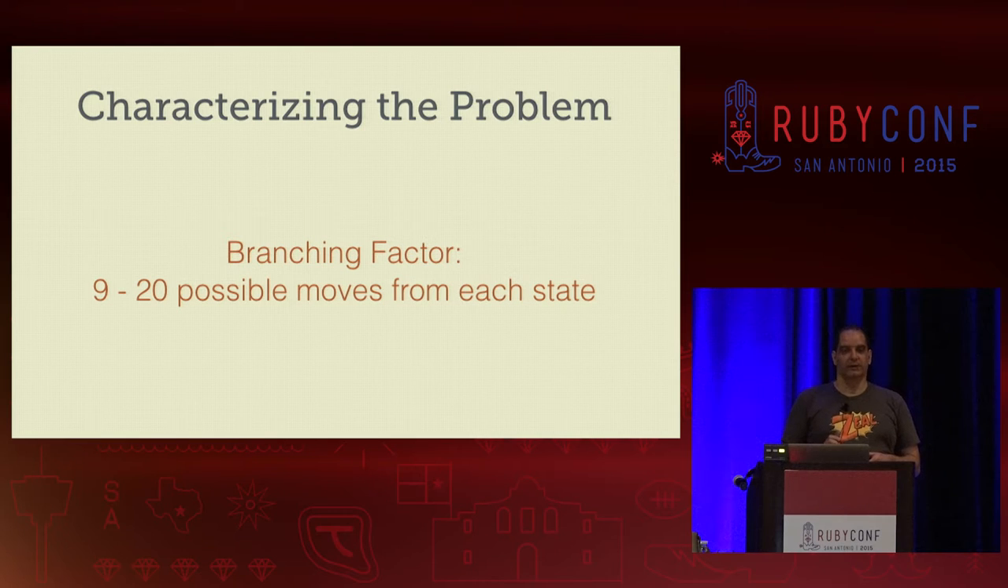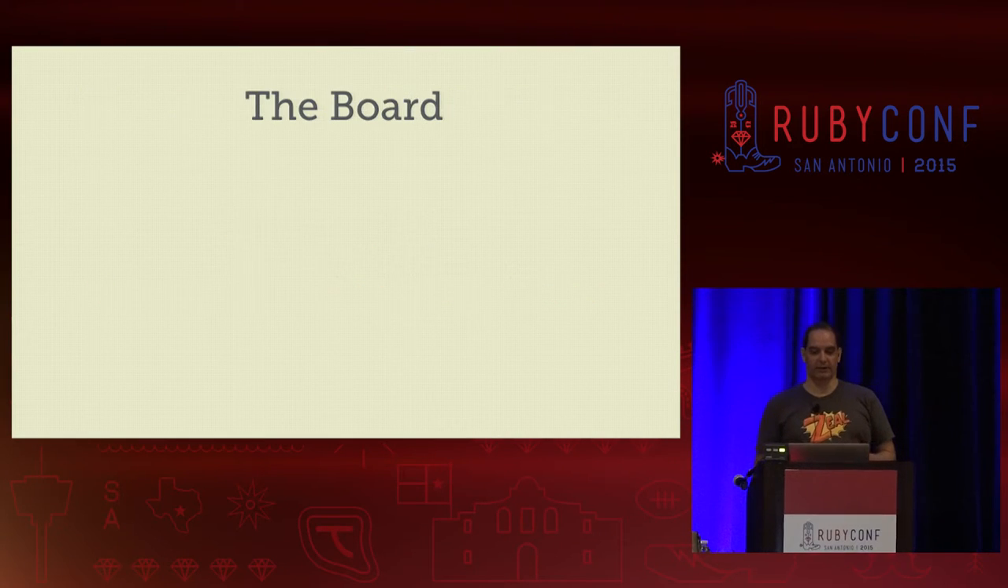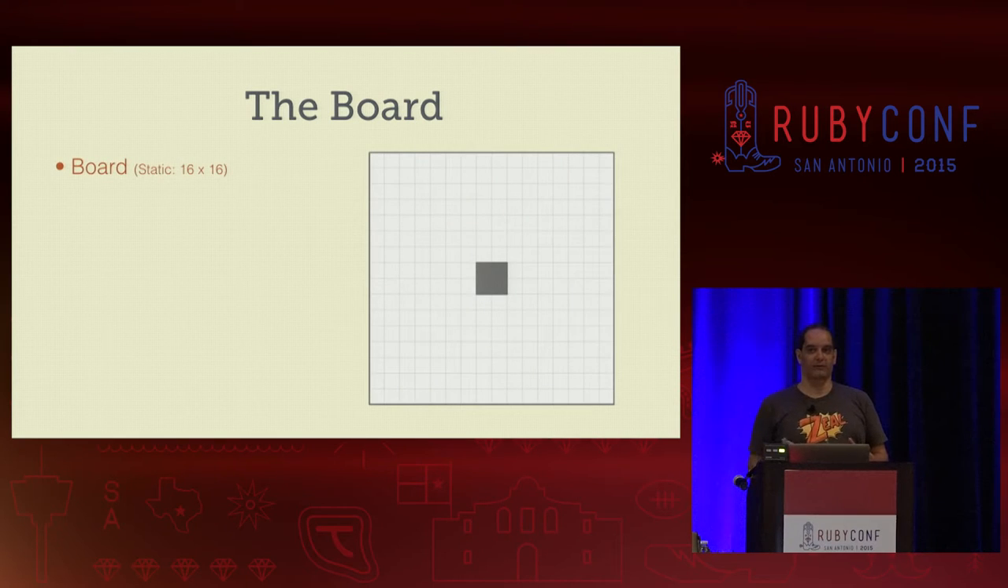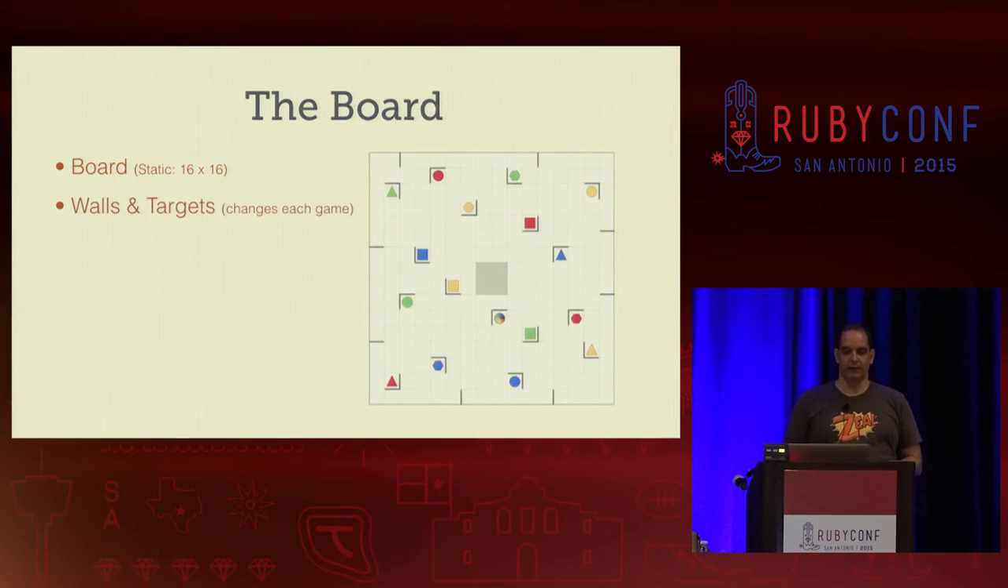So the first thing you need to do when you want to write a computer game player is figure out, how am I going to represent the game? What are the data structures going to look like? We have to start by representing the board. And if we think about the game a little bit, the board itself never changes. You have the 16 by 16 grid with the center island. That's static. Then you have the walls and targets. There are different combinations of those, but for one single game of 17 turns, that never changes either.